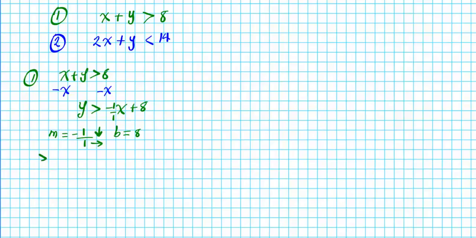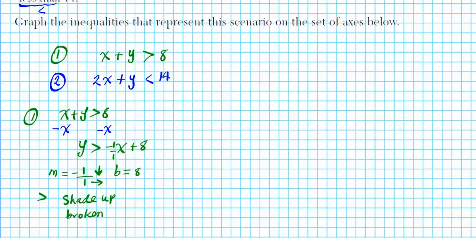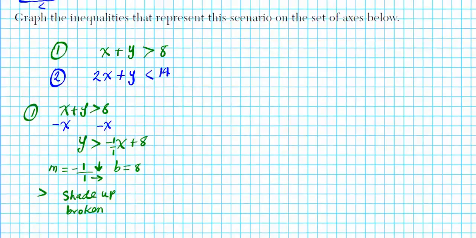Since we have greater than, we're going to shade up. And since there's no line underneath, the line will be broken and you're going to be shading up. All right, let's go ahead and graph the green line, and then we will proceed to graph the blue line. All right, so set up our coordinate system.